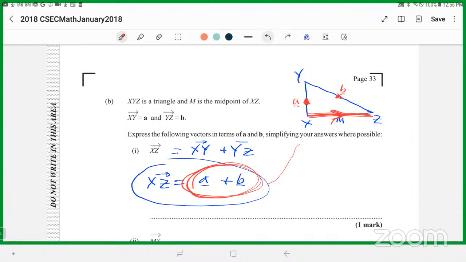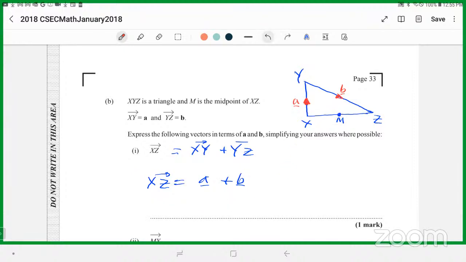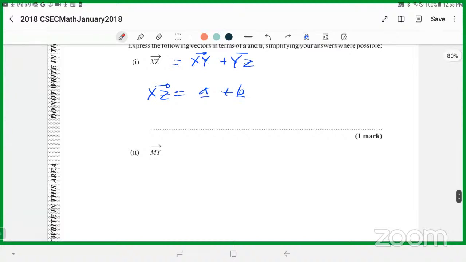And we also know that M is a midpoint. So that cuts A plus B in half. This side is half of the A plus B, and right here is half of the A plus B. So you now know that. I don't have to put it on the diagram. And the question is asking me, how do I go from M to Y?